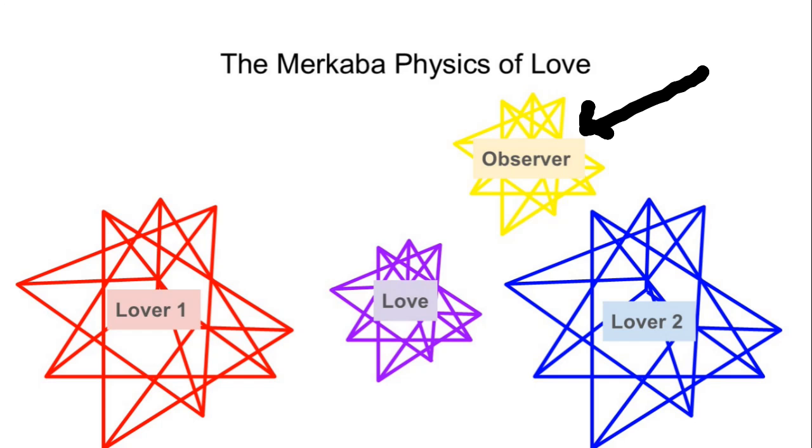If you took this observer and maybe sent them on a business conference or a boondoggle of some sort, where they had to spend a lot of time with lover 2, their point of view might move and they might become closer to seeing this love affair from that point of view.